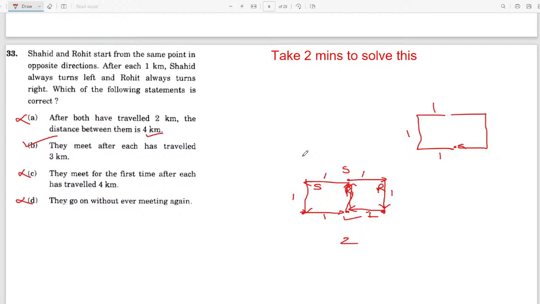If people have any doubt, people who have got option C, if they have any doubt, please ask. They're going to meet here at this position. They go like this and go like this. This is Shahid and this is Rohit. They start from here. They go like this. He goes like this, and like this, and like this, and he meets here at this point. So they meet after 3 kilometers. I hope this is clear. Okay. So we'll move to the next question then.